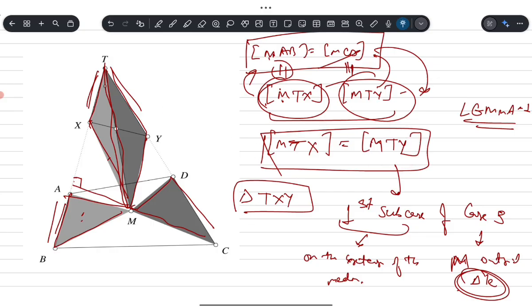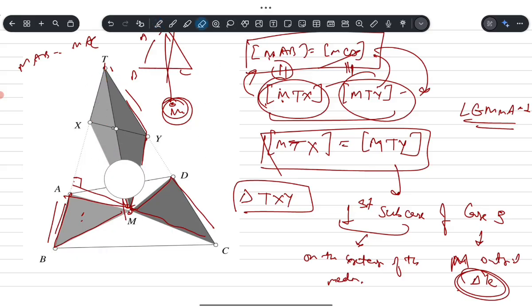What do we have to prove? MTX equals MTY. It's exactly like saying MAB equals MAC for triangle ABC. What did we do? If it lies below, it was where? On the extension of the median. So M should be where? On the extension of the median of triangle TXY. So let me just erase the mess. Yes. So this is the triangle that I'm talking about. And M from lemma 1 should be on the extension of the median of triangle TXY.